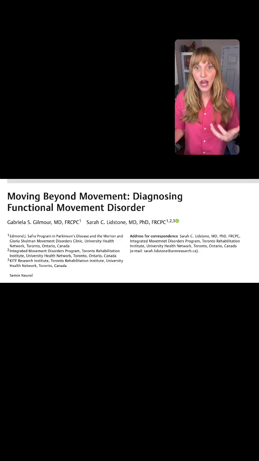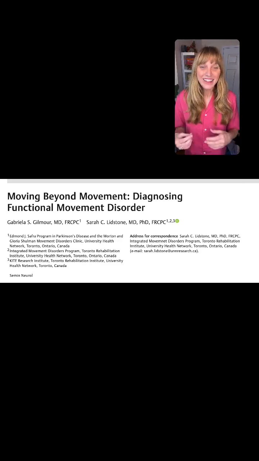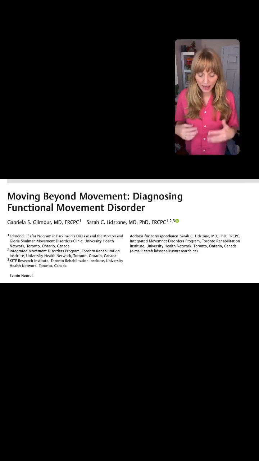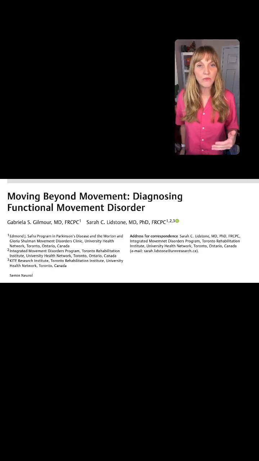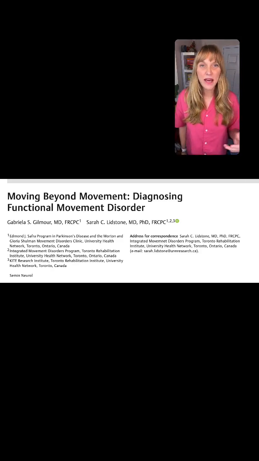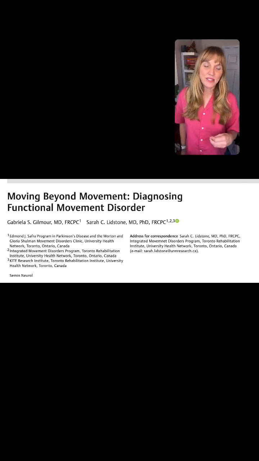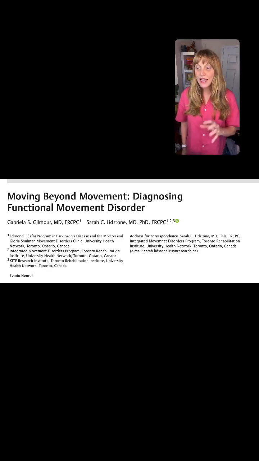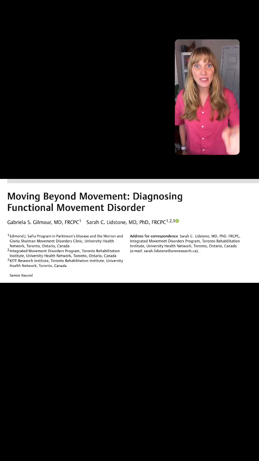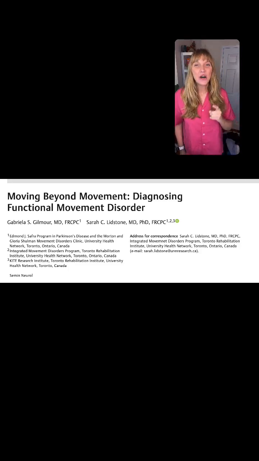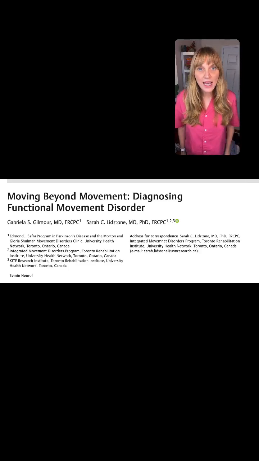I'm going to be in the literature and looking at the research again, because every time we do a workshop for clinicians or for patients for that matter, we're looking at the evidence. We're looking at what the research says about this condition. So this review is really great. In fact, when this patient asked me this question, I sent this article. It's called Moving Beyond Movement, Diagnosing Functional Movement Disorder.